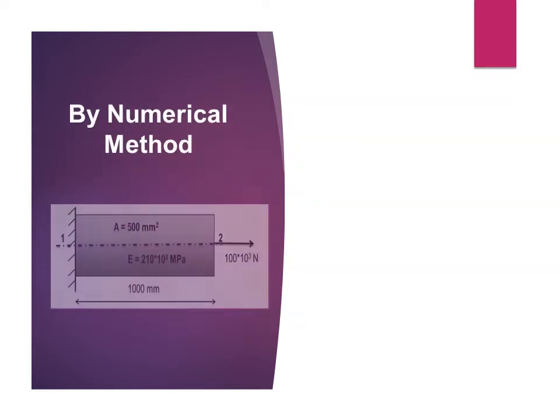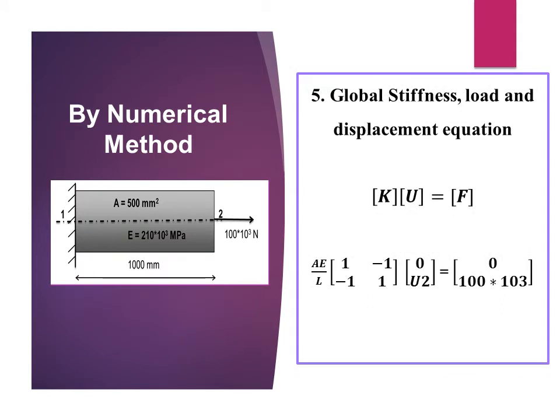So the next step by the numerical method is formation of the global stiffness, load and displacement equation, that is K into U is equal to F. Now we have the K value, the displacement matrix has first row 0 and second row u2, and the force matrix also we have.